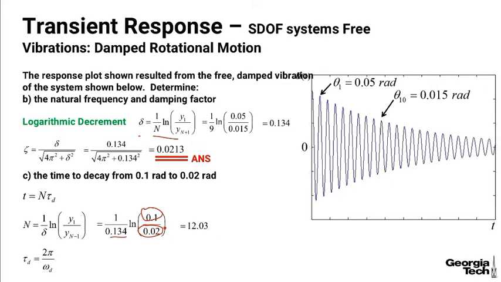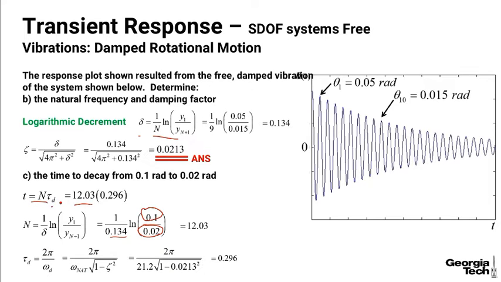So tau sub d then, we remember, is 2 pi over omega d. And so tau sub d equals, we put in for omega d, omega natural times the square root of 1 minus zeta squared. I can put those values in that I found, and the damped period of oscillation is 0.296 seconds. Now I can substitute in, I know n is 12.03. That damped period is 0.296 seconds.